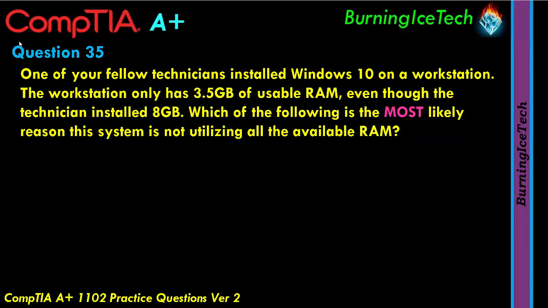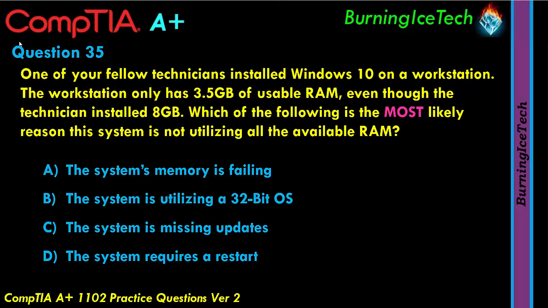Question 55. One of your fellow technicians installed Windows 10 on a workstation. The workstation has 3.5 gigabits of usable RAM, even though the technician installed 8 gigabits of RAM. Which of the following is the most likely reason this system is not utilizing all the available RAM? Now, if you paid attention earlier in this video, you might already know the answer because I did explain this earlier in a different question. The question was phrased differently and the answer choices were different, but if you paid attention, you would know what the answer is and why.